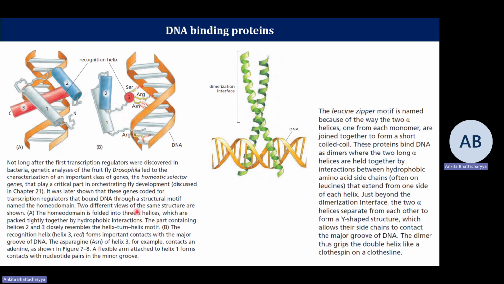Now, moving on. Not long after the first transcriptional regulators were discovered in bacteria, genetic analyses of the fruit fly Drosophila led to the characterization of an important class of genes, the homeotic selector genes that play a critical part in orchestrating fly development. It was later shown that these genes coded for transcription regulators that bound DNA through a structural motif named the homeodomain. In fact, my PhD also is on a homeodomain protein.